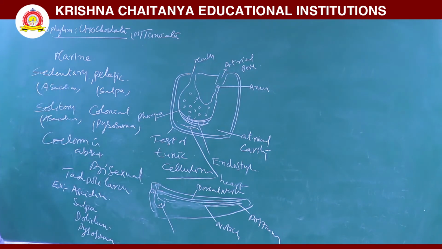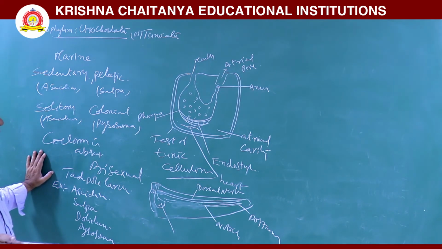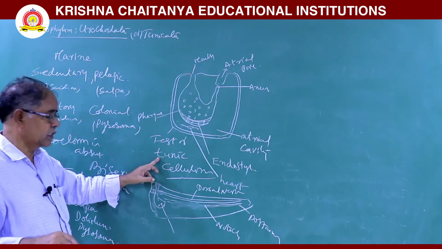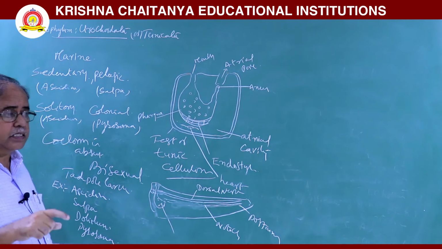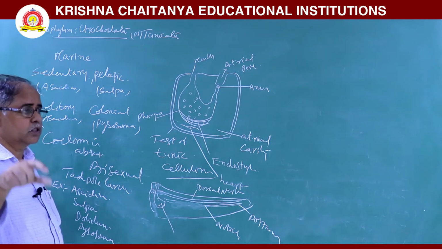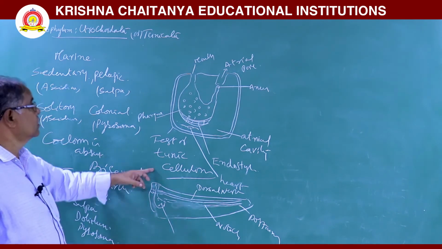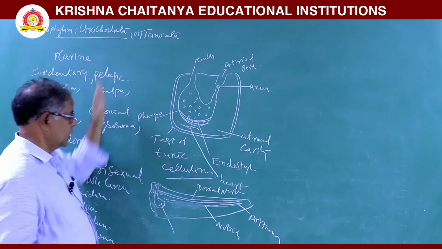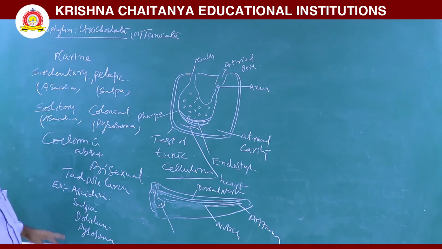covered by test or tunic. This test or tunic is made up of cellulose. The presence of cellulose is an uncommon character in animals. Cellulose is present in plants only, but this is one unique character of these animals. That's why the tunic is made up of tunicin, which resembles cellulose. That's why this subphylum is also called Tunicata.